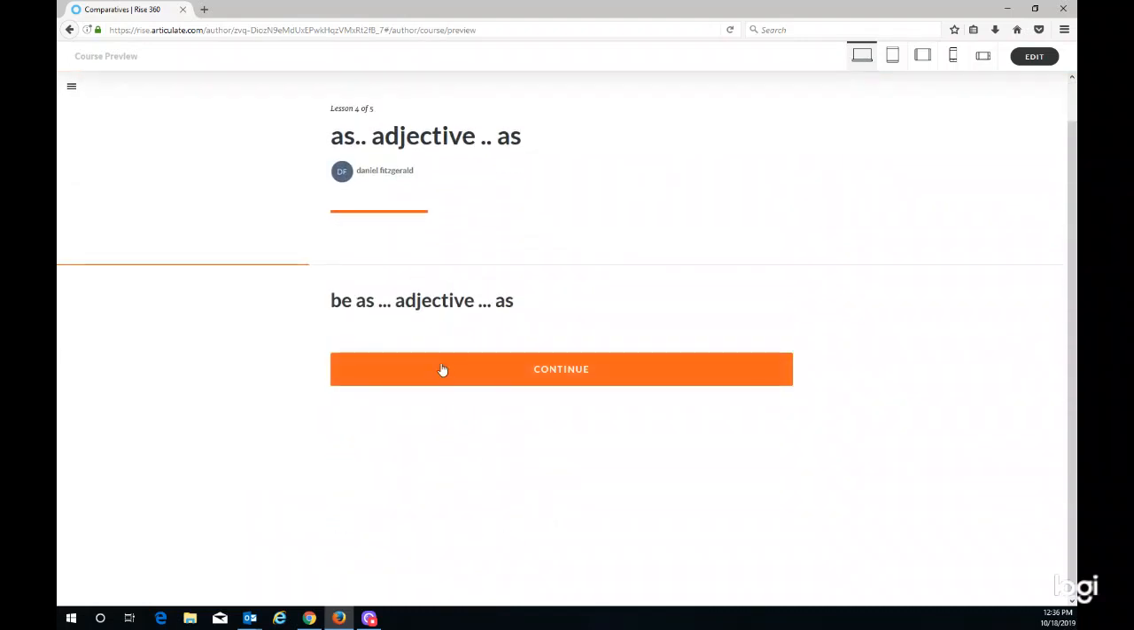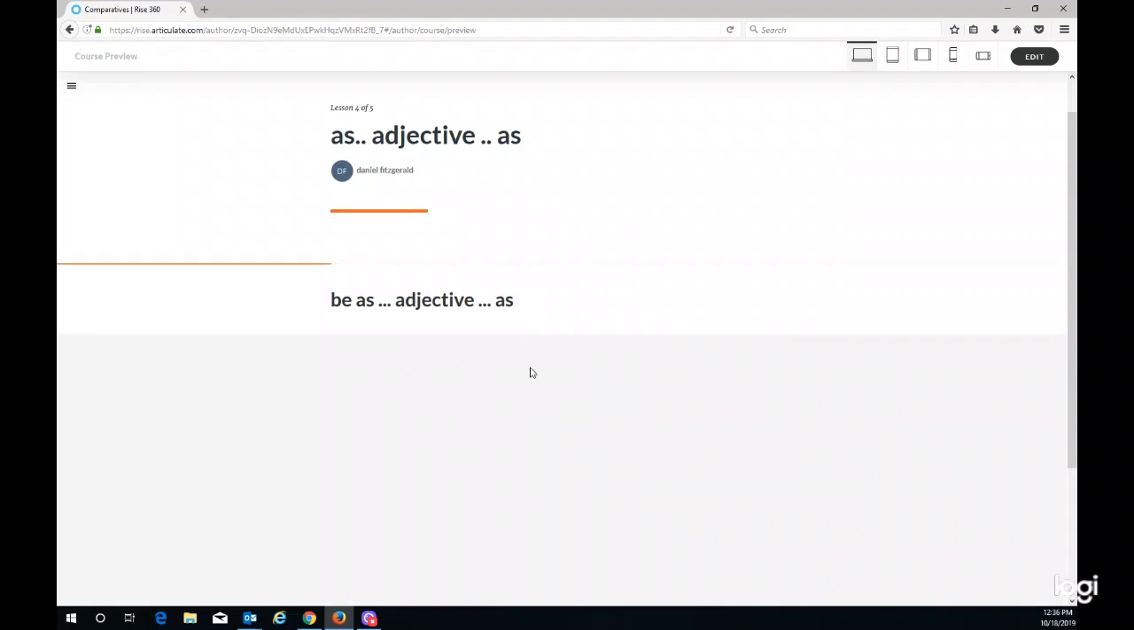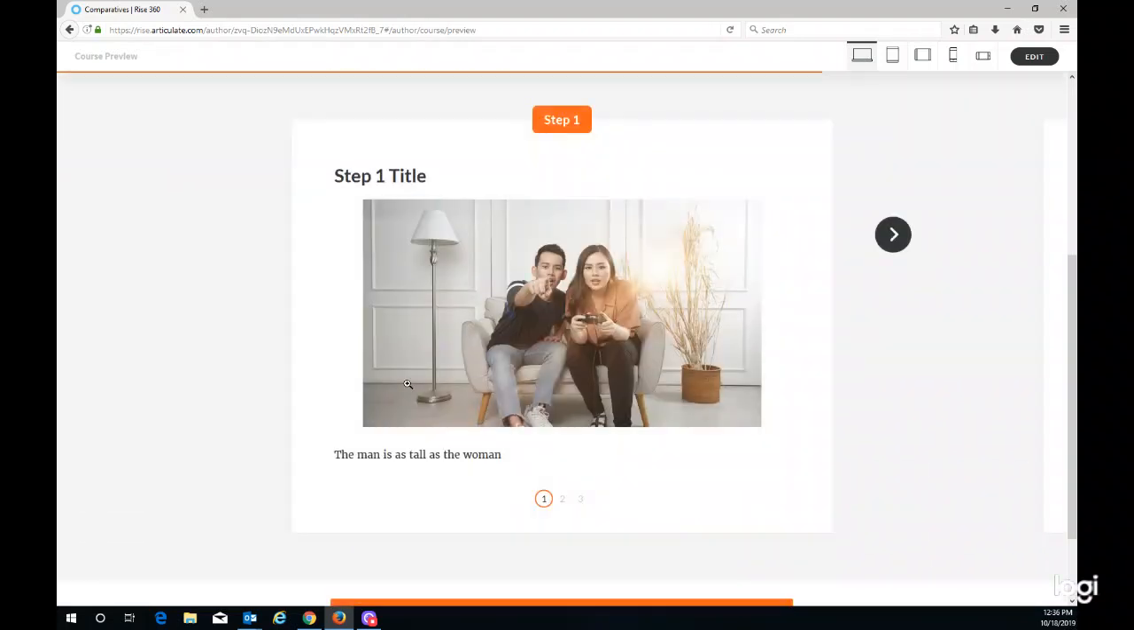Sometimes we use as, adjective as, to show things are the same or equal. It's be as plus the adjective as. The man is as tall as the woman. Is as tall as.